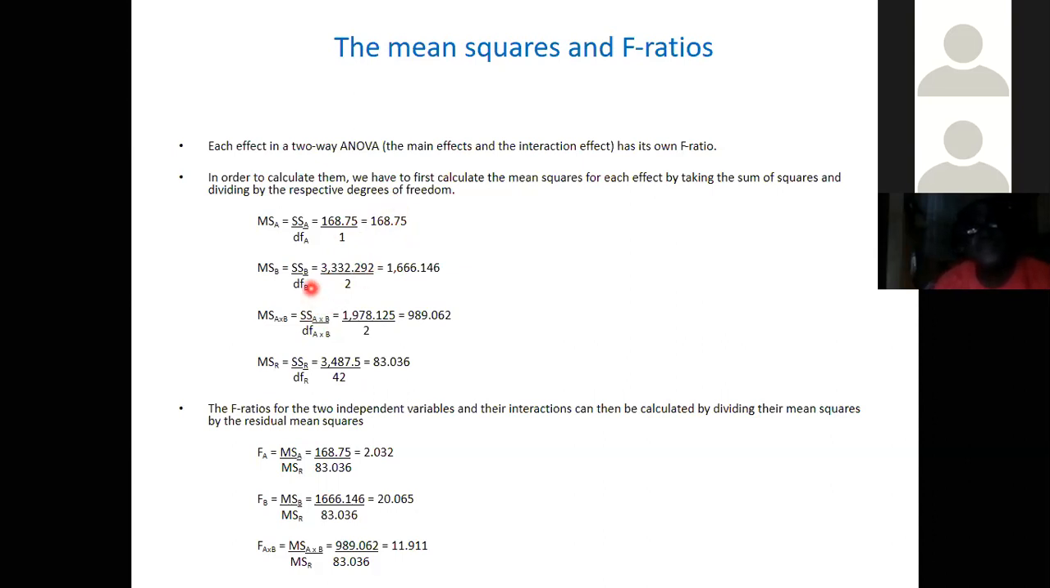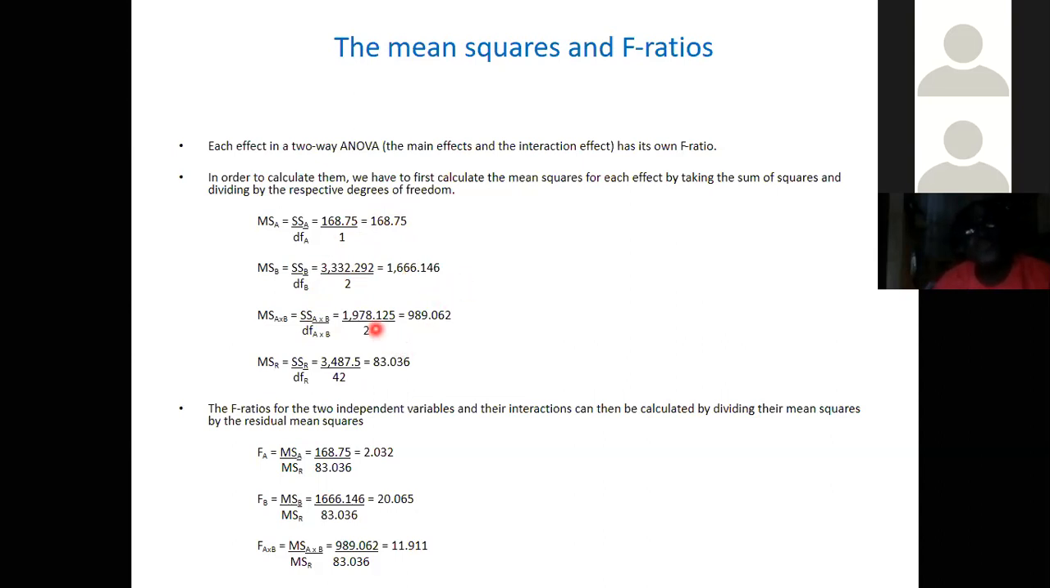The variance for alcohol: when you bring the main effect of alcohol, the sum of square for alcohol, divided by the degree of freedom. There are 3 groups of alcohol: none, 2 pound and 4 pound. So 3 minus 1, which is 2. That's why the degree of freedom is 2. When you divide it, it gives you 1,666. That's the variance.